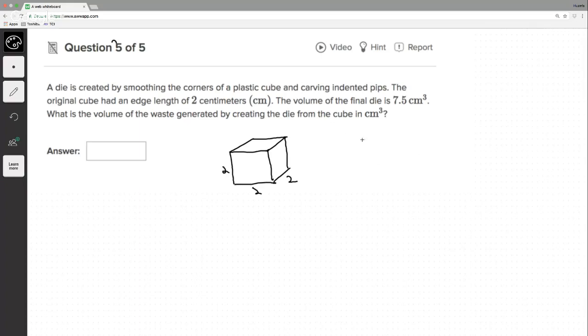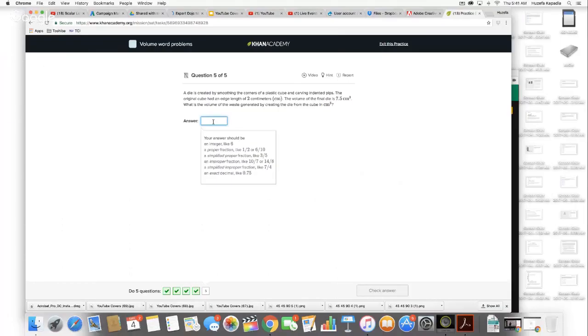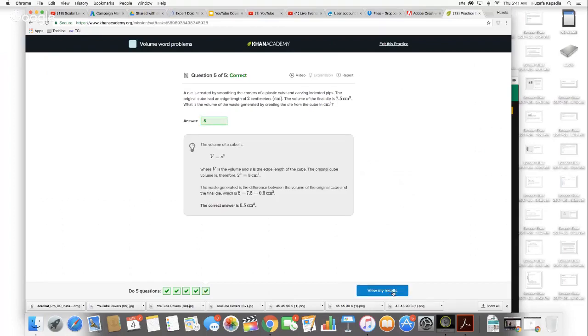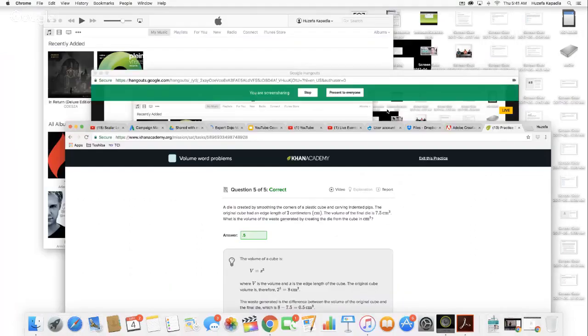What are we doing? We're just taking the difference, right? What's the volume of the original cube? Length times width times height, right? Because we only need one edge length for a cube. They're all the same. 2 times 2 times 2 is 8. The new cube after the changes is 7.5. The waste is the difference. What do we lose? It's just 0.5. That's it. 0.5 centimeters cubed, which is the same as 0.5 milliliters. Yes, it is correct.